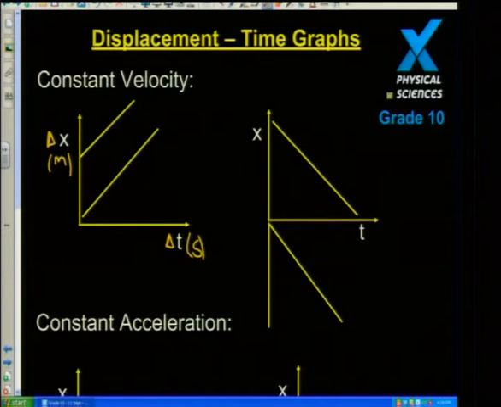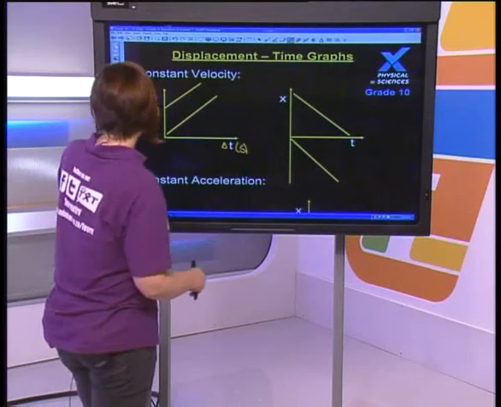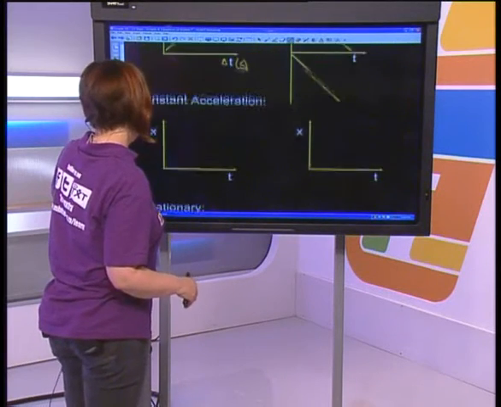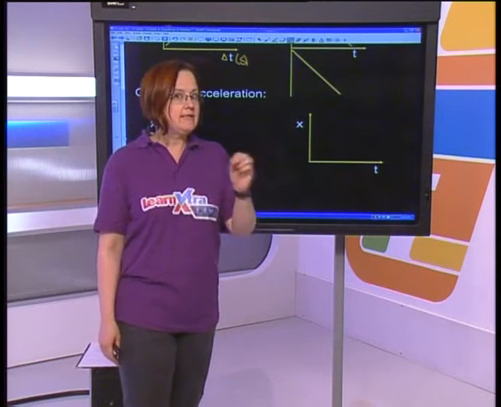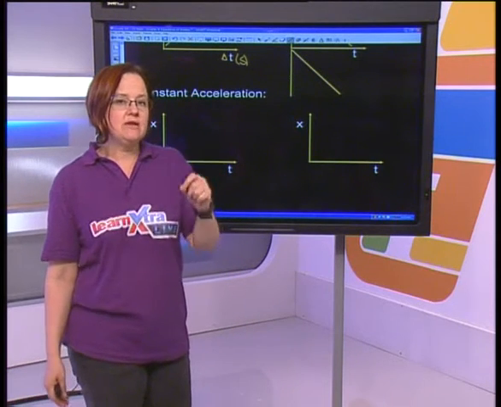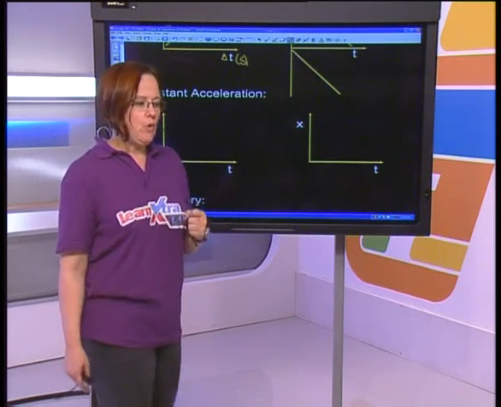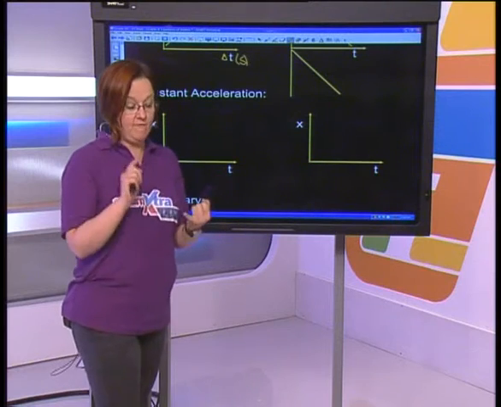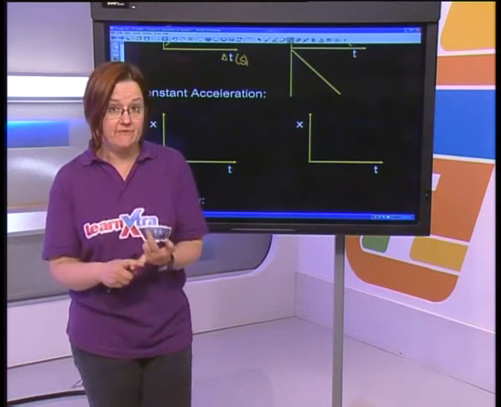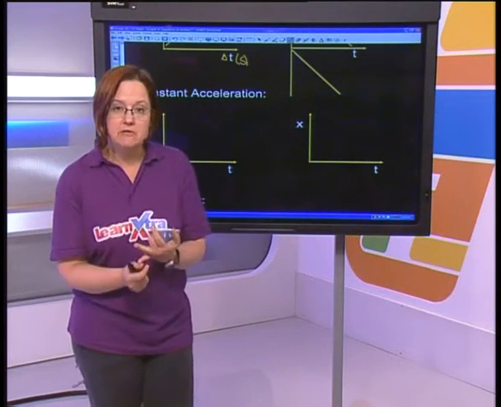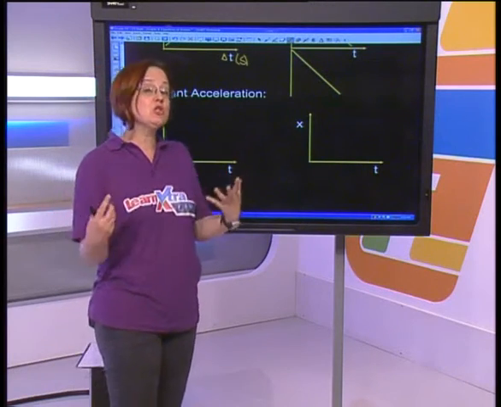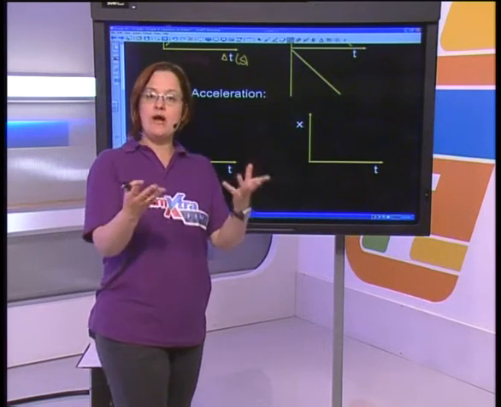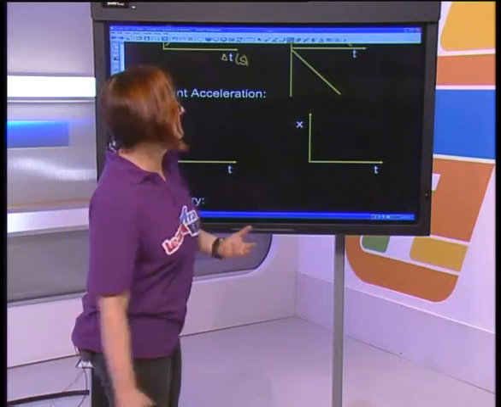What do I need you to get from this? Straight line, constant velocity. What happens if we have constant acceleration? Acceleration means that your velocity is changing. So you can either have positive acceleration or negative acceleration. Generally speaking, grade 10s, when we talk about negative acceleration, we talk about the fact that it's slowing down, like when a car brakes to stop at a stop street or a robot.